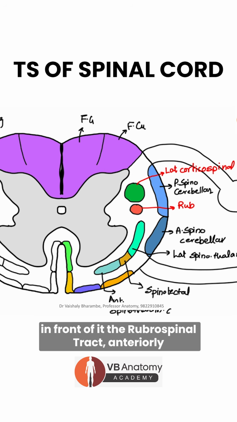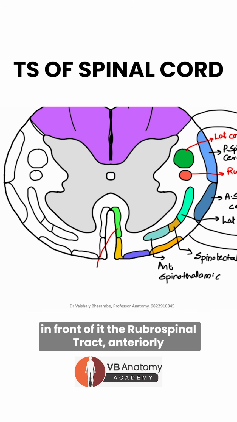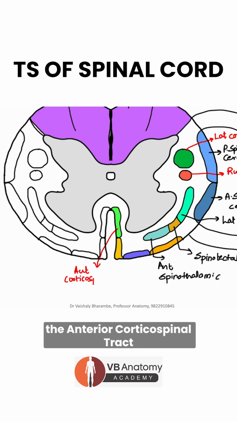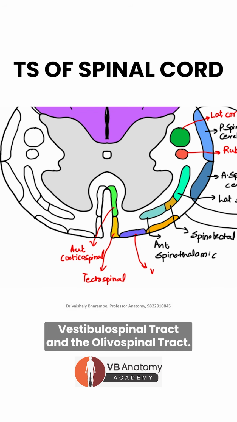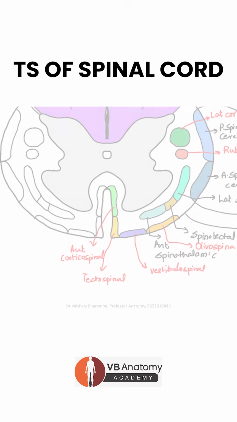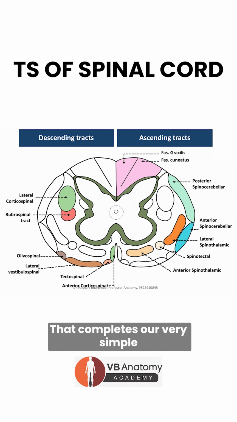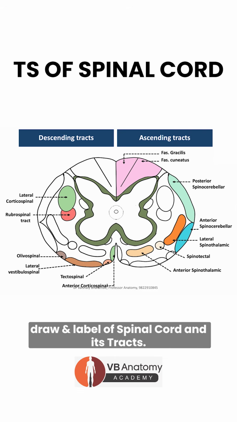In front of it, the rubrospinal tract. Anteriorly, the anterior corticospinal tract. Anterior to that, the tectospinal tract, vestibulospinal tract, and the olivospinal tract. That completes our very simple draw and label of spinal cord and its tracts.